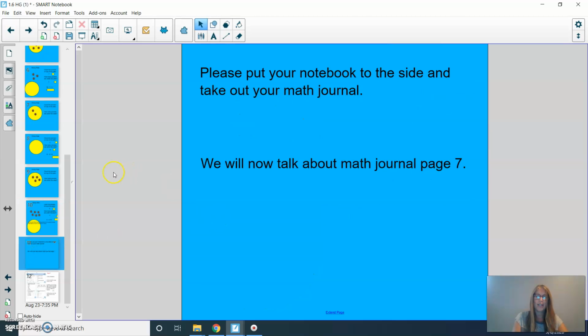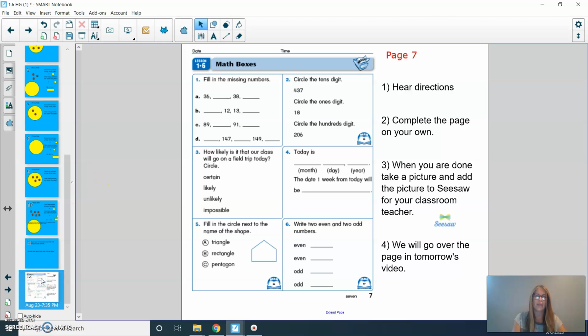So if you could take out your math journal and open to page 7. This is the first day that we're talking about math boxes this year. So I want to talk about each of the questions with you. Then I'm going to ask that you complete the page on your own. When you're all done, take a picture and add the picture to CSAP for your classroom teacher, and then we'll go over the page in the next video.